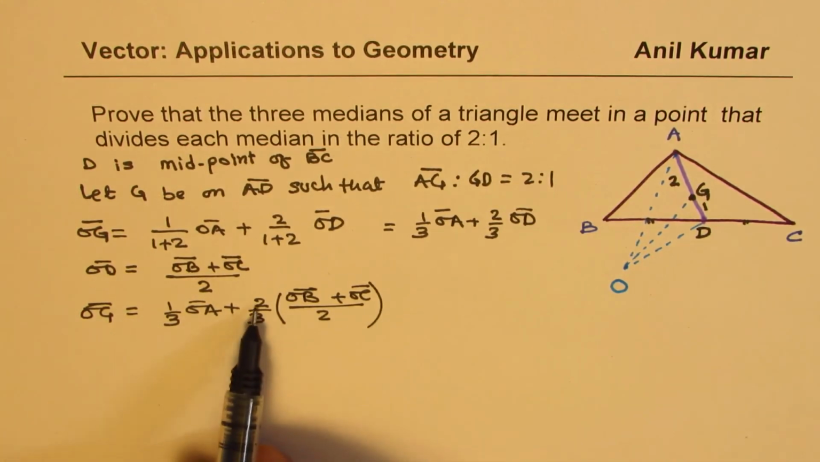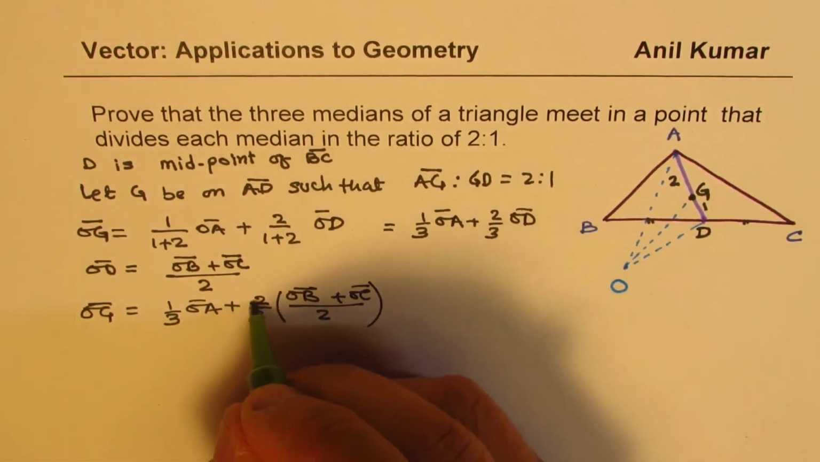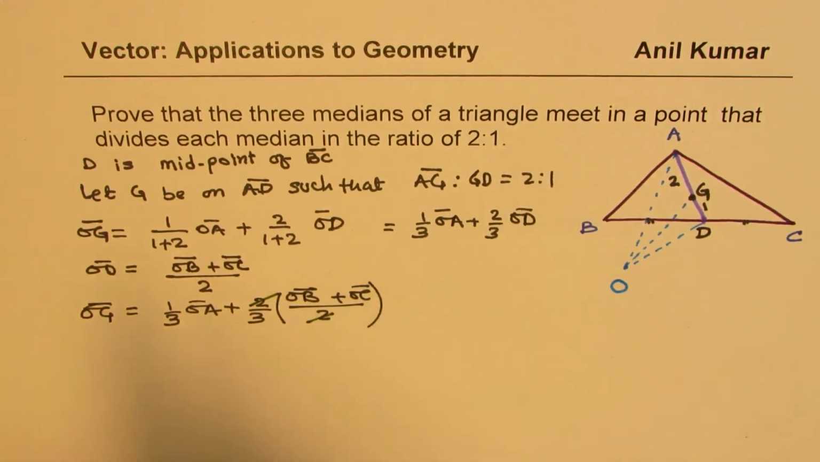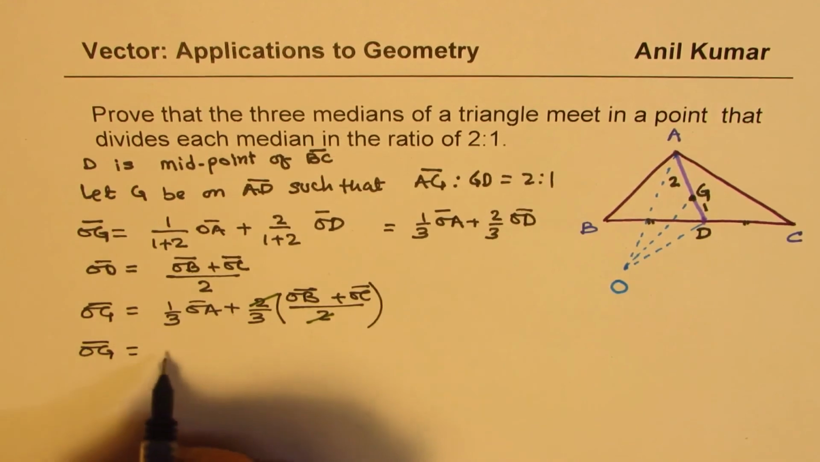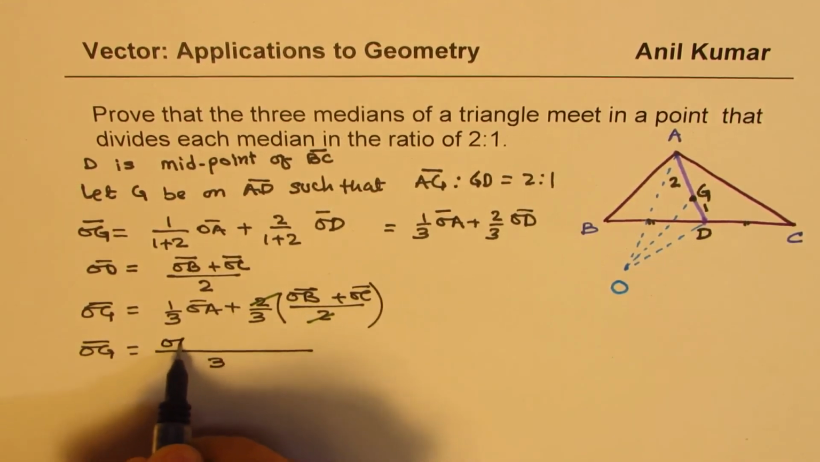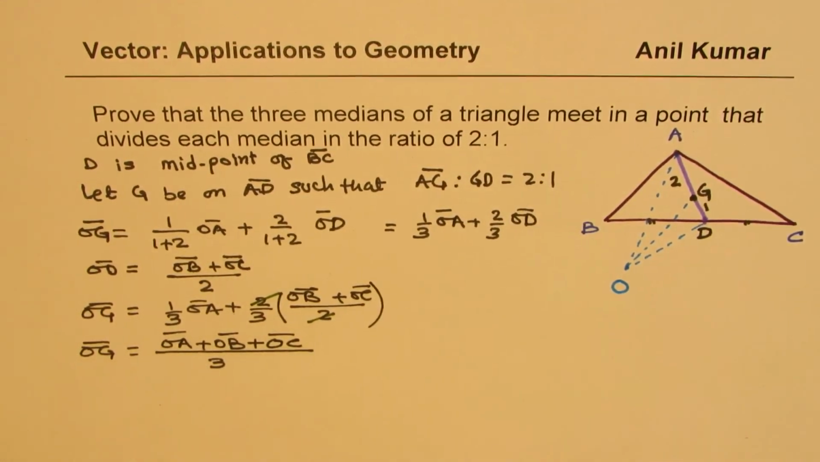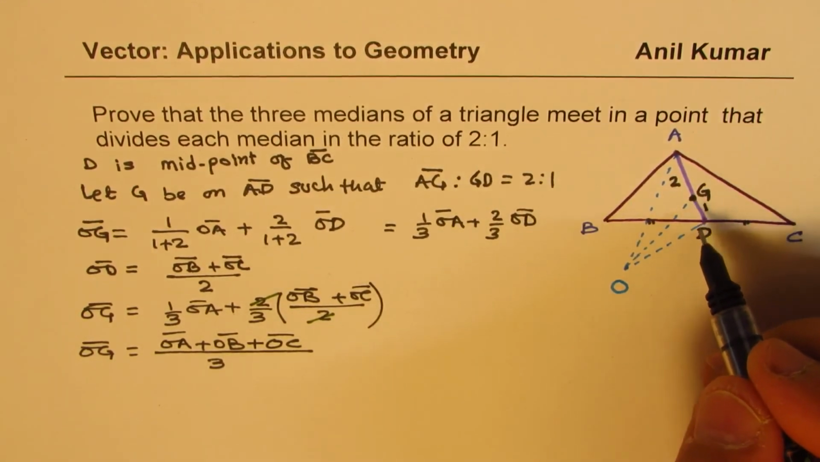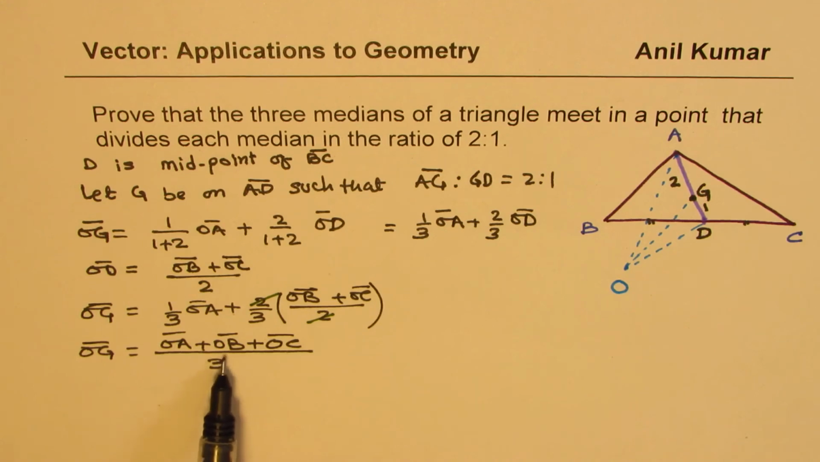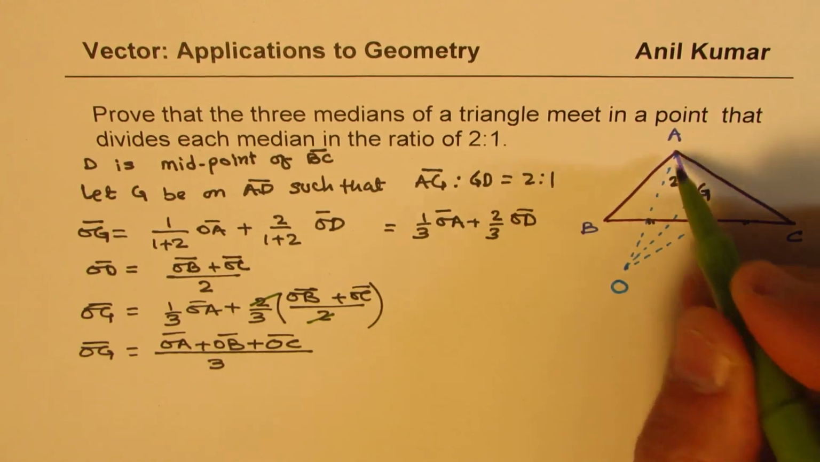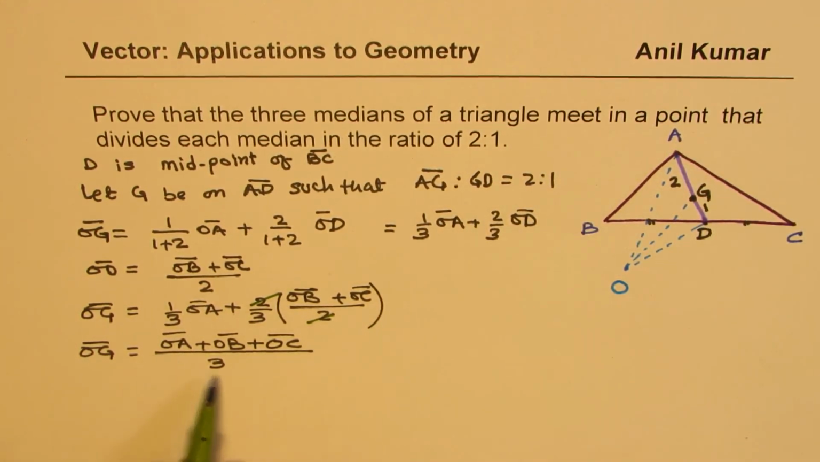Now, if you open this bracket, this 2 and 2 cancel, correct? So you get OG is equal to 1/3 of OA plus OB plus OC. Do you see that? So this point G could be represented as OA plus OB plus OC over 3, right? Now, as you know, this is the median, right? So OG is the average of all the three, correct? So what we did here was we took one median and then proved that OG is equal to all this.